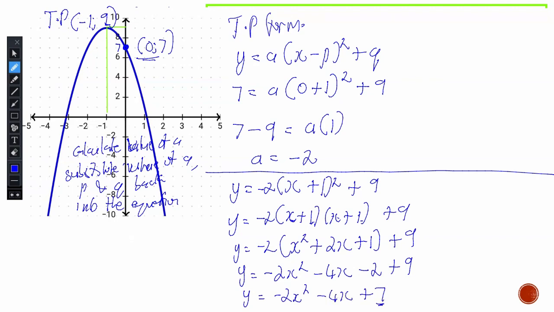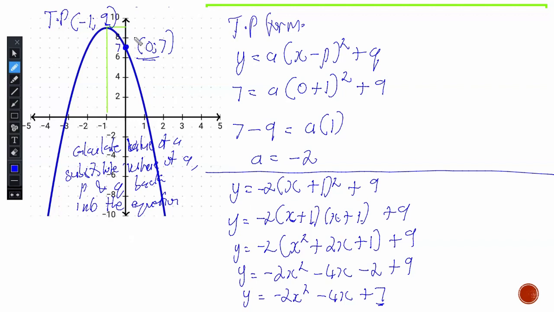And again, as you can see, the 7 is the y-intercept. The value of c represents the y-intercept. And nice, that's how you calculate this. So I hope now you understand how to find the equation. Most of the time, in grade 10, grade 11 and grade 12, you'll find that this is mostly the first question that they ask you, to calculate to find the equation.